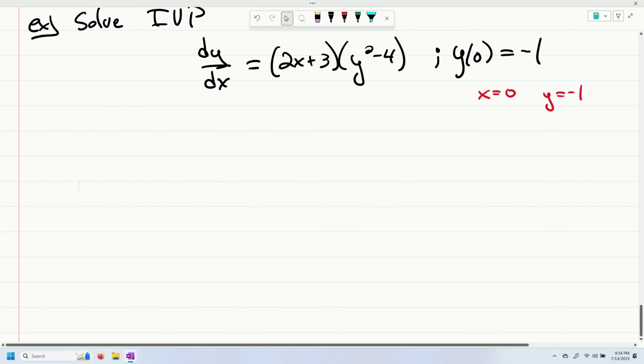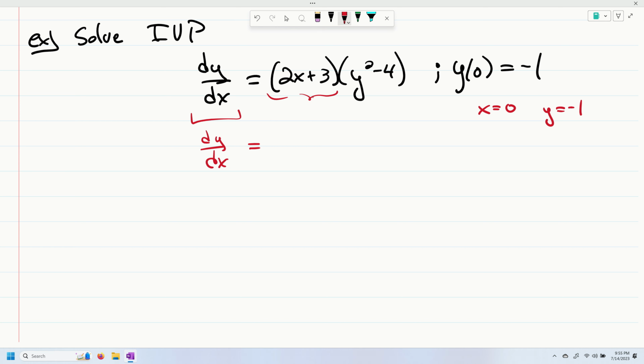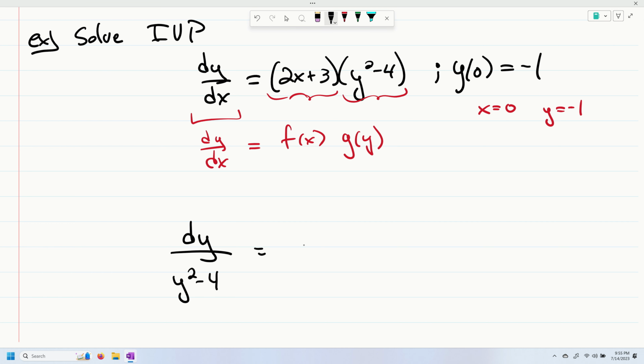So is this separable? Well, here's our dy dx. Right here is our function of x. And right here is our function of y. So we are good to go in terms of separation. So let's see if we can do this in just one step. We're going to get dy over y squared minus 4 equals the quantity 2x plus 3 times dx.